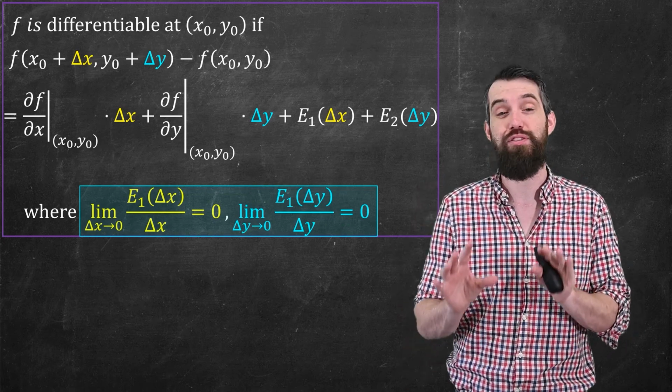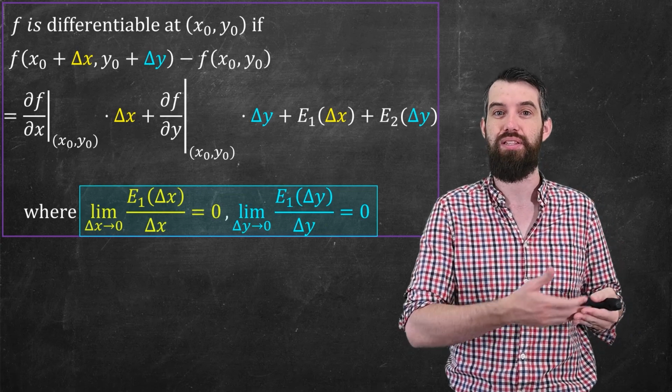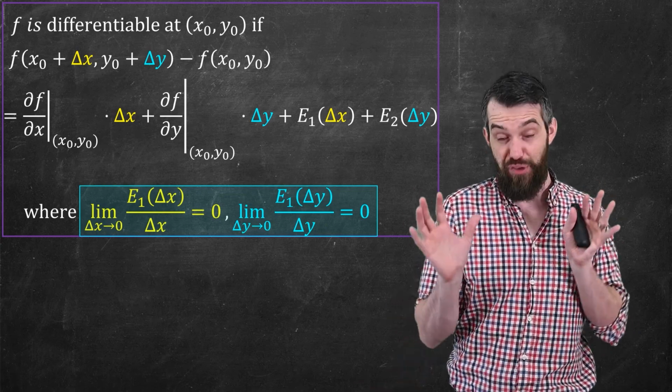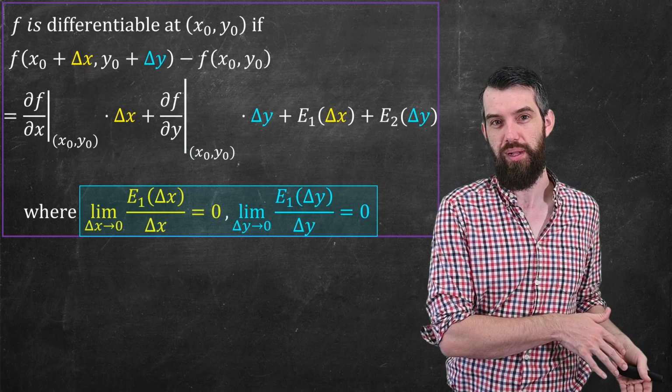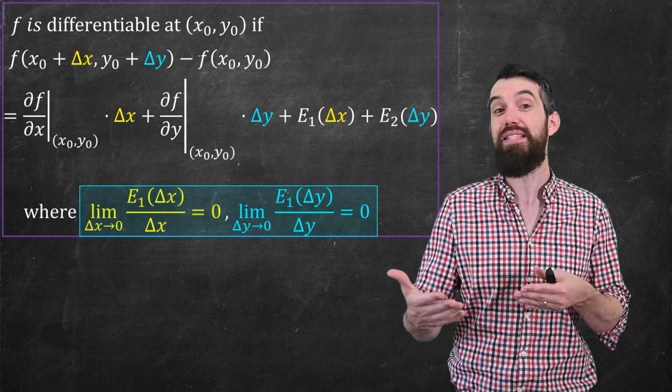So these error terms have to be really small, at least as delta x and delta y are going to zero. If you have that, then you have differentiability. All right, let's see an example.